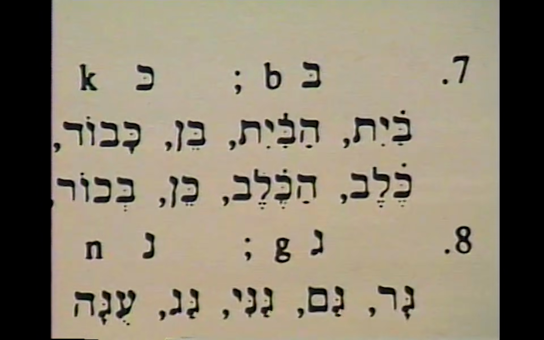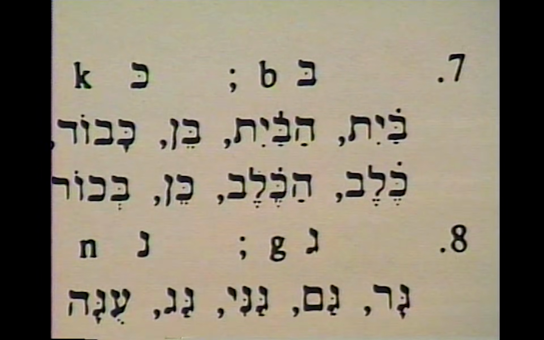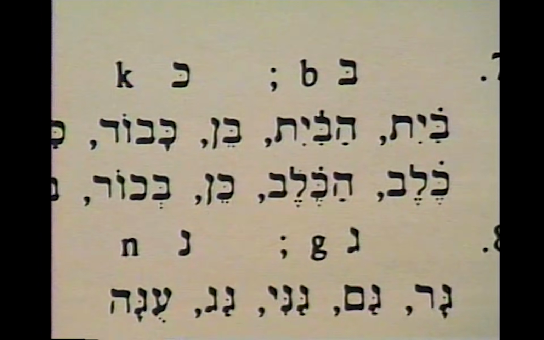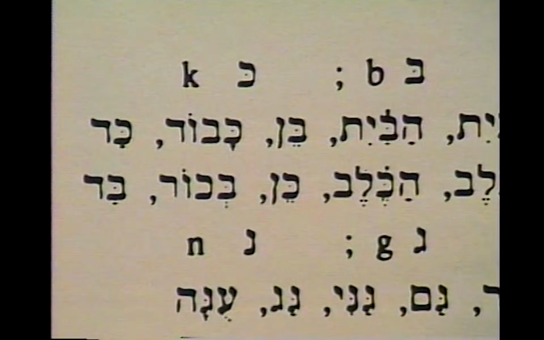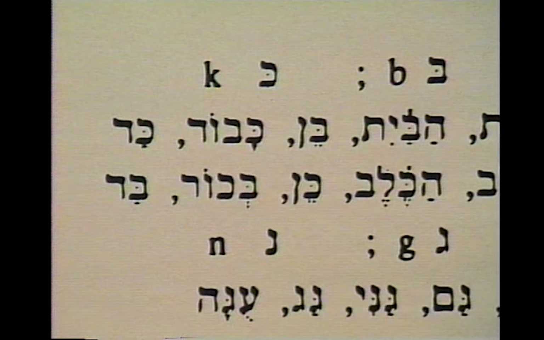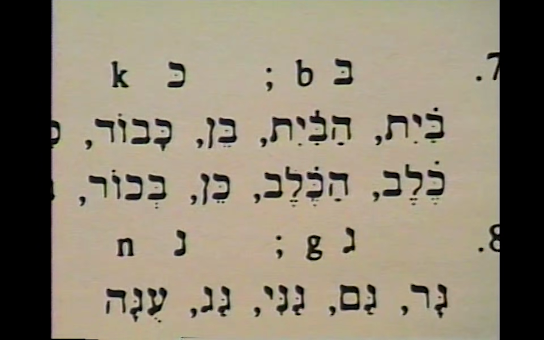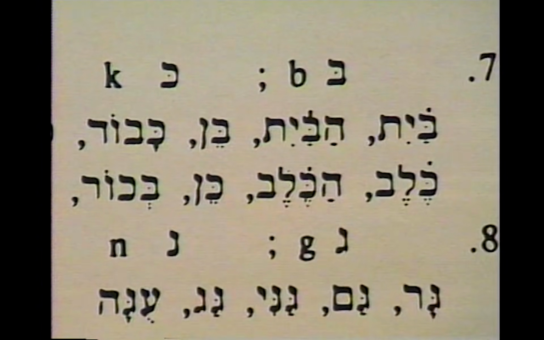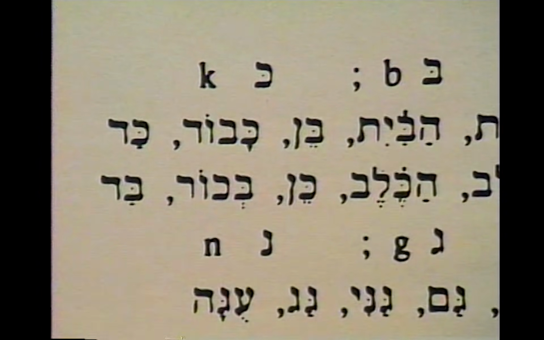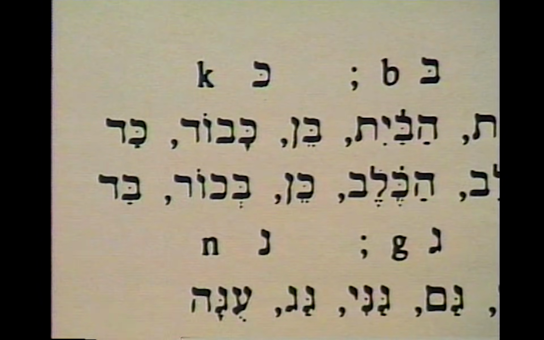All right, next one. A set of words containing letters that look alike but are pronounced differently. And we'll begin with bet and kaf, number 7. Bayit, habayit, ben, kavod, kad. Next line. Kalev, ha-kalev, ken, bekhor, kavod.